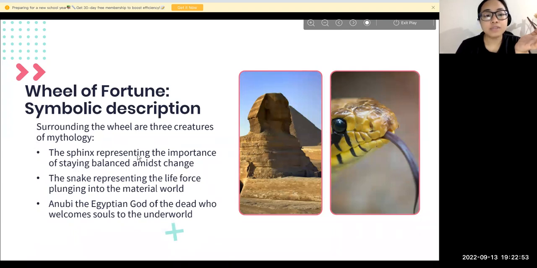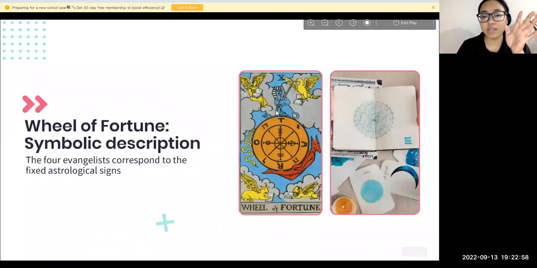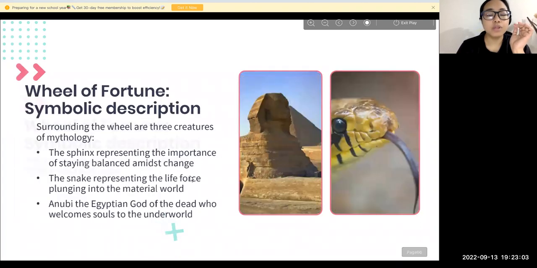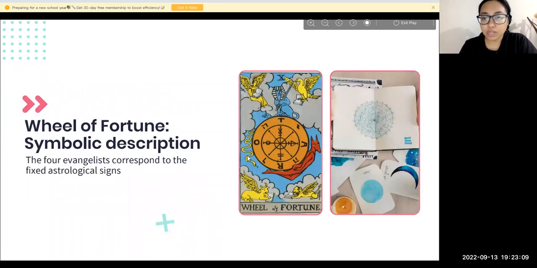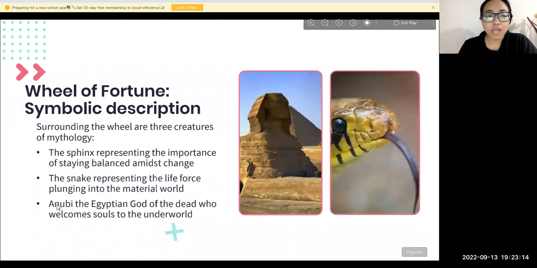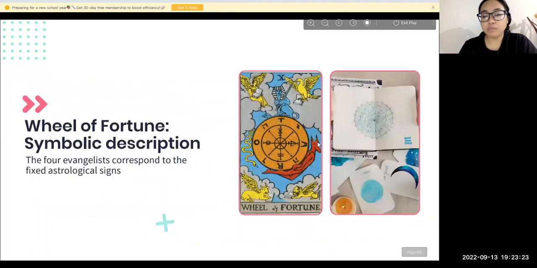The sphinx represents the importance of staying balanced, which is the one staying in the middle. The snake represents the life force. Can you see the snake? The snake represents the materialistic world that we are living in. And this is Anubis, the Egyptian god of the dead, the one who welcomed the soul to the underworld. So this is about hell, or you can say the god of hell or anything like that.